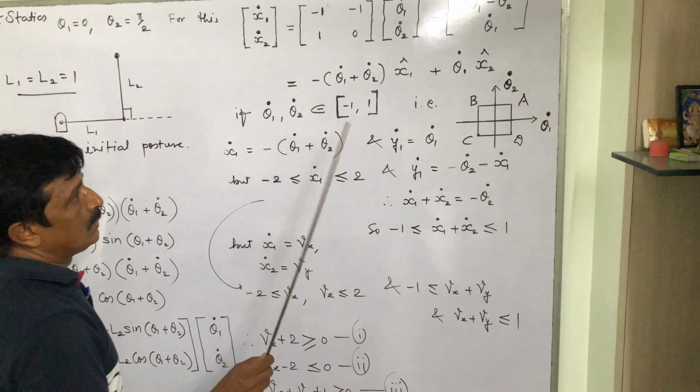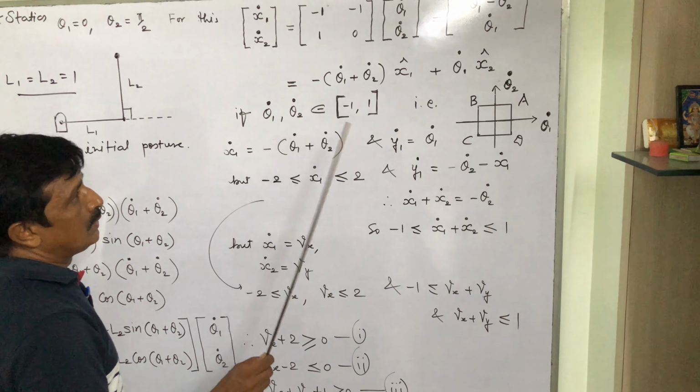Okay, I am demonstrating. See here. This one is the fixed pulley. This one is the movable pulley. This one is a link having length 1 unit. This one is also 1 unit, L1, L2. This is the initial posture: theta 1 equal to 0, theta 2 equal to pi by 2. In this position, we want to find the end effector velocity.